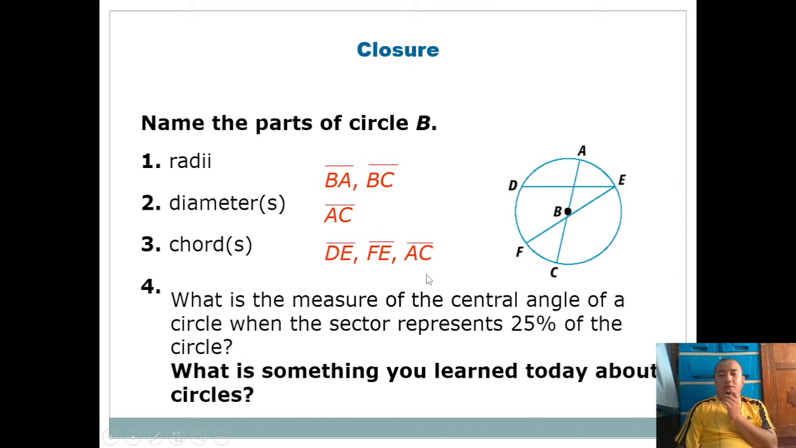Now, what is the measure of the central angle of a circle when the sector represents 25% of the circle? So all you have to do is multiply 25%. That's 0.25 times 360, 90 degrees. The answer is 90 degrees for number 4. Or 1/4 of 360. See, 25% is 1/4. 1/4 of 360 degrees is 90 degrees.